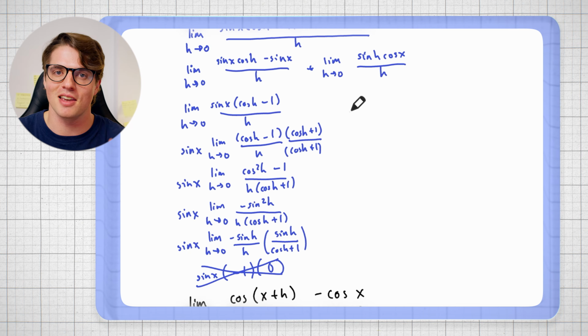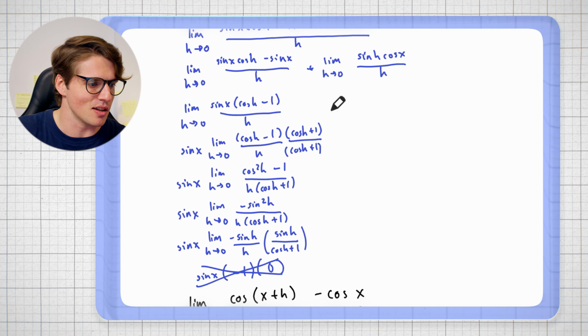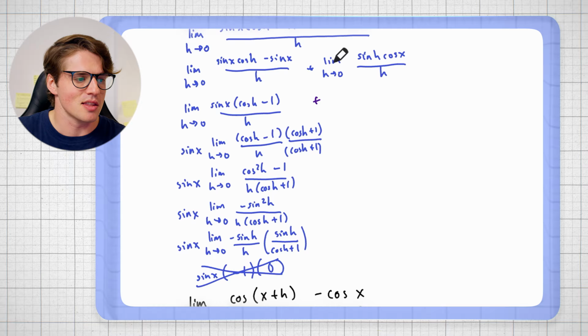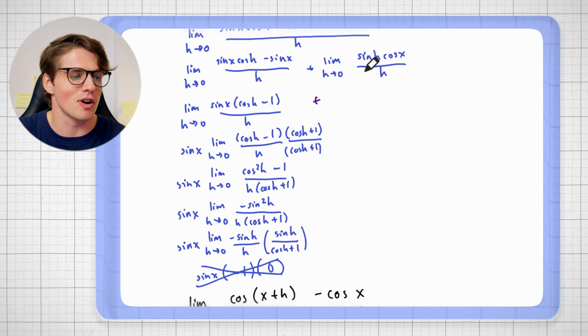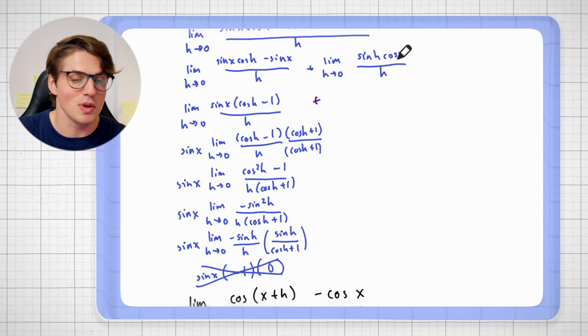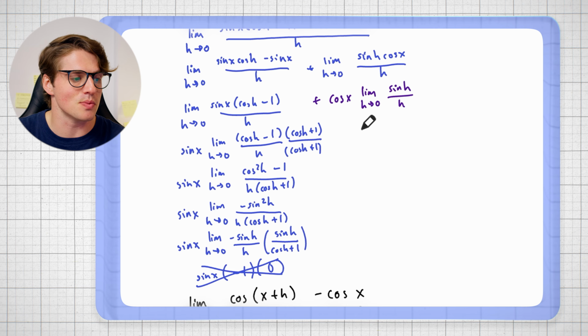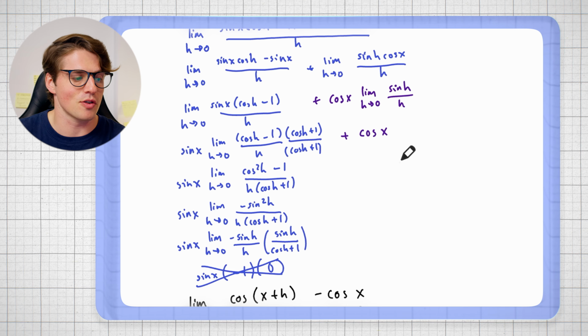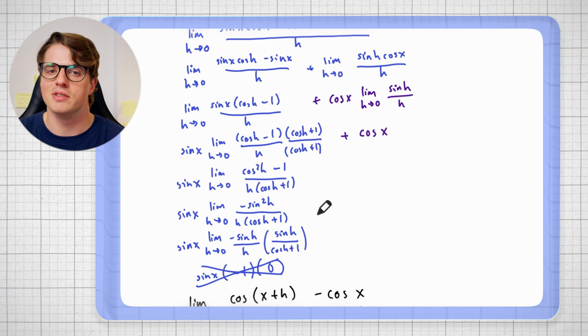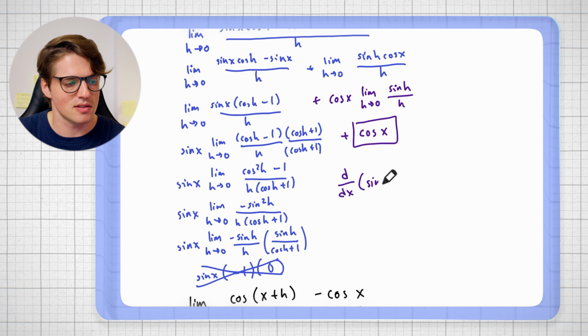Now we can go back up and take a look at our second limit that we were working on. I'll give us a new color. Here we were. The limit as h goes to 0 of sine of h cosine x over h. Now we've already seen sine of h over h. So we can move the cosine x up to the front. Cosine x times the limit as h goes to 0 of sine of h over h. We know that this limit is 1. So we just have cosine x, 0 plus cosine x, or cosine x. The derivative of sine of x is equal to cosine of x.